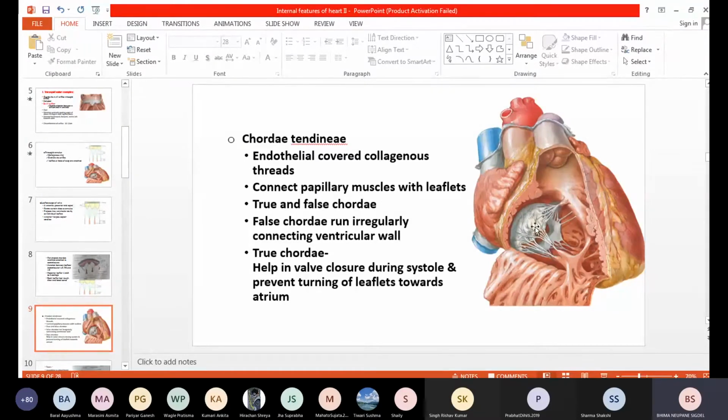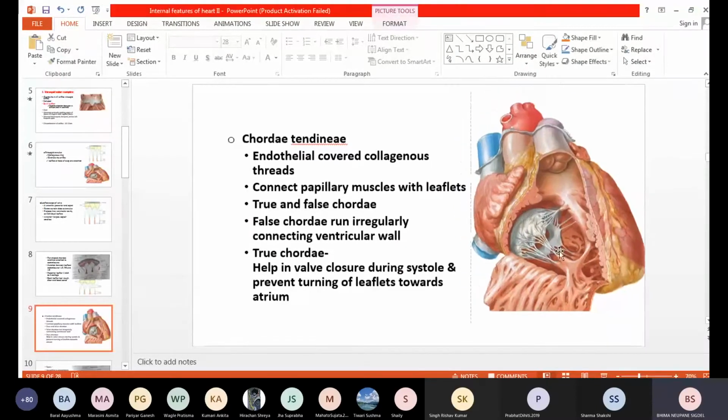So you can see the extension. Remember these are the cusps or the leaflets, and here you can see the conical muscular structures. There you can see the connection between this musculature and the leaflet or the cusp of the tricuspid valve complex. Now we are going to discuss the chordae tendineae.